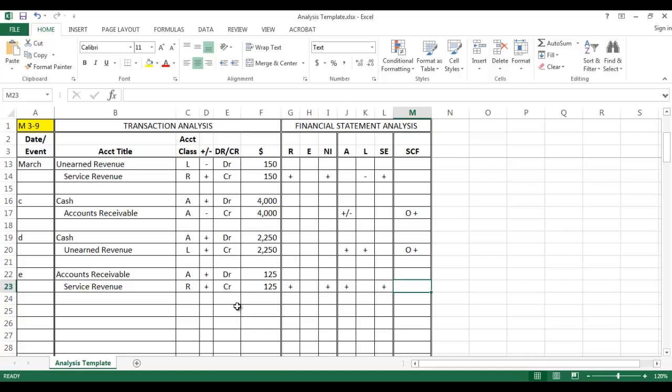So again, from an accrual basis standpoint, we always need to recognize and record revenue when it's earned. Earned just means we've provided the goods or the services to the customer, irrespective of when the payment will be received, whether it's in the past, in the future, or in the present.